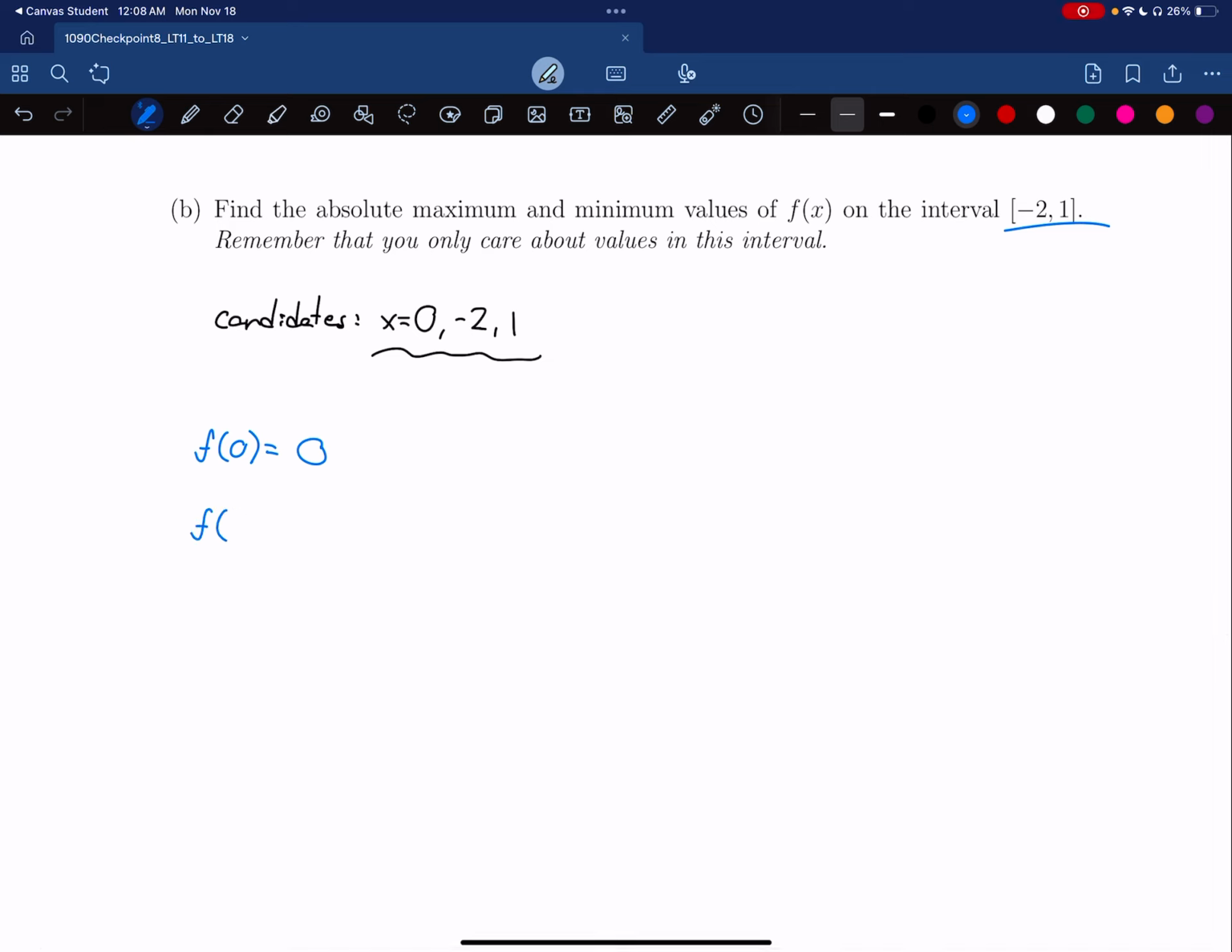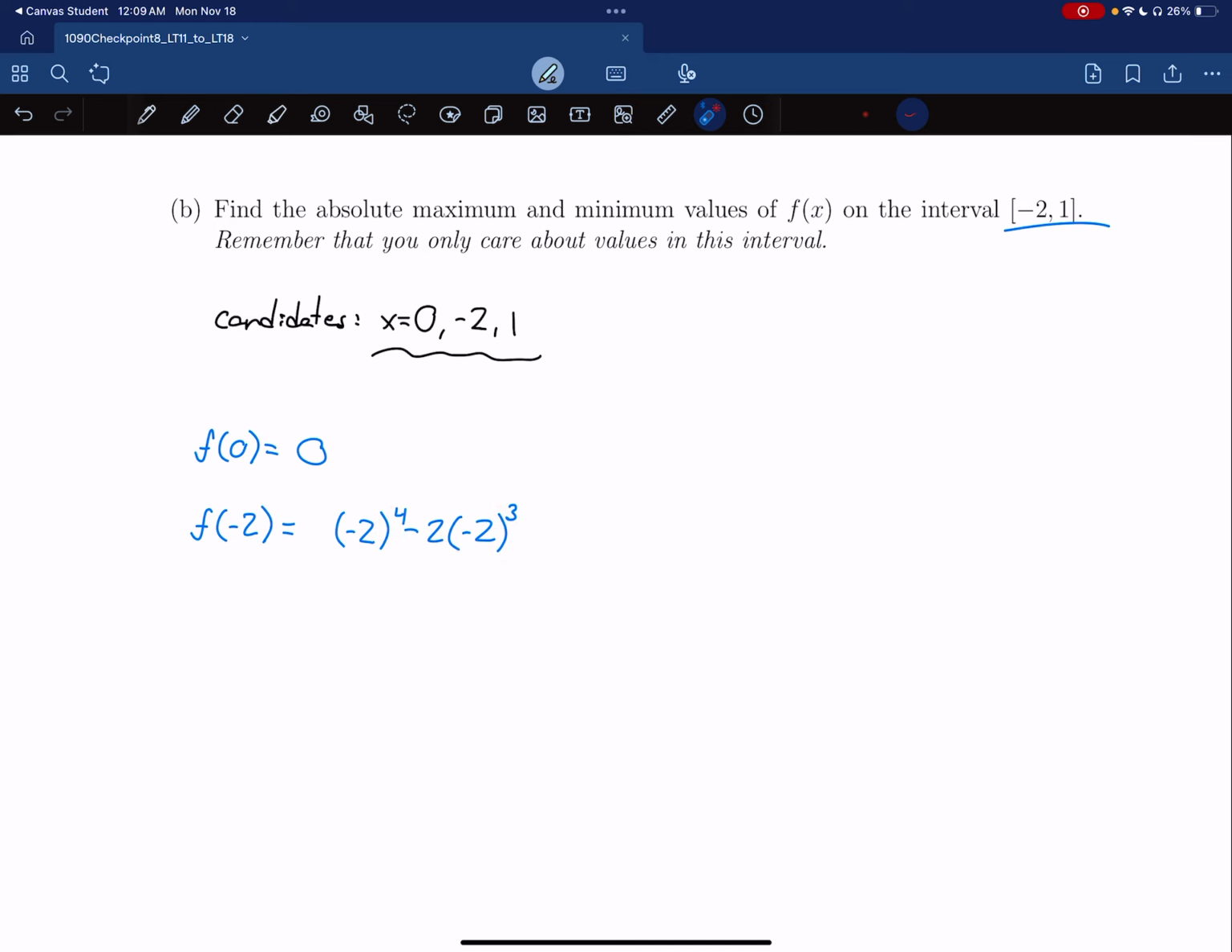Then we have f of -2, so it'll require a little bit more work. I have (-2) to the fourth minus 2 times (-2) to the third. I always harp on this in these videos, but I really suggest using parentheses, especially when you plug in negative numbers in terms of exponents.